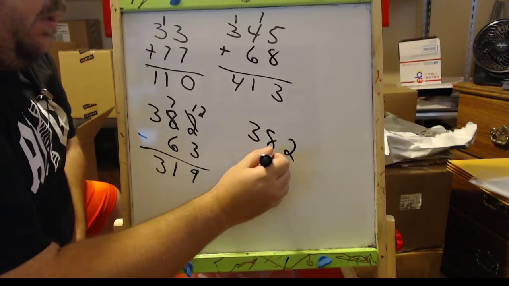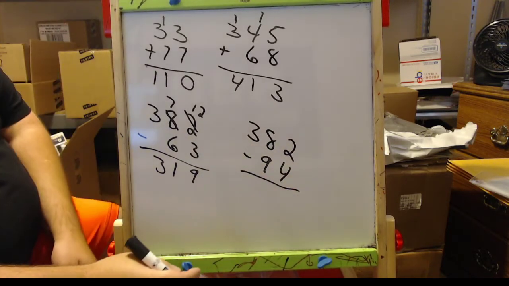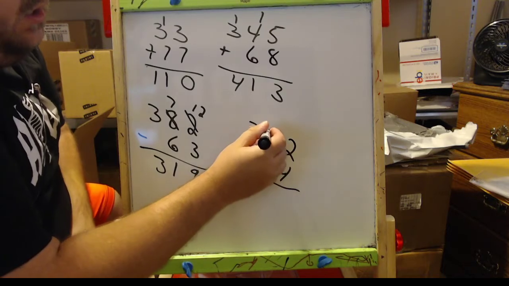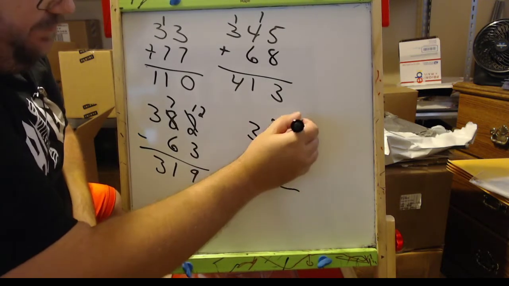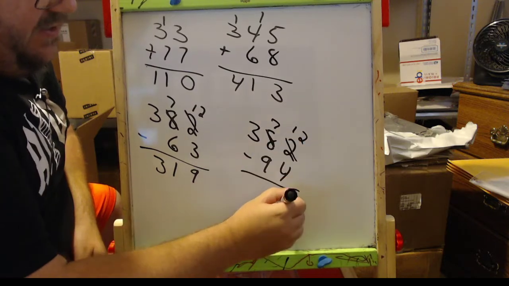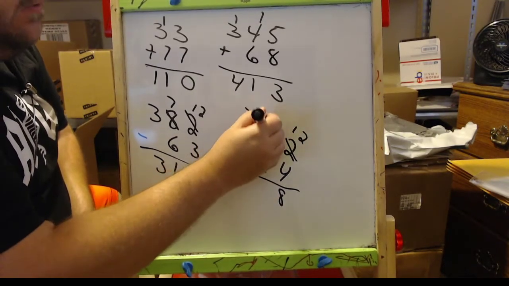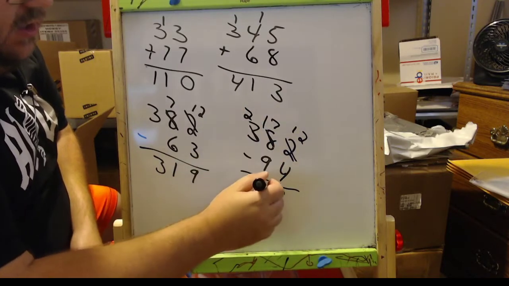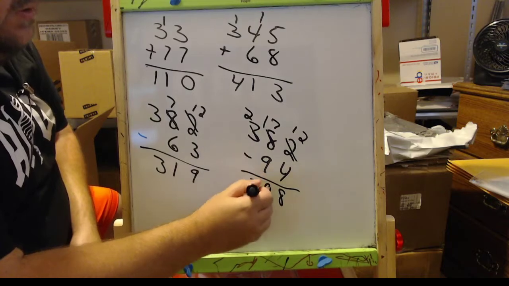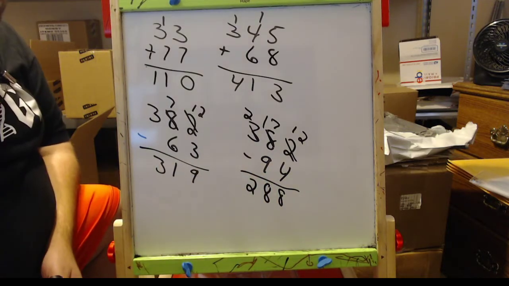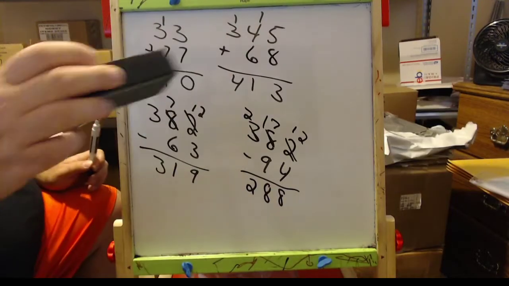382. Let's make it 94 this time we do subtraction. Okay, and again, we're going to have to borrow. 12 minus 4 is 8. 7 won't go from 9, so we got to borrow again. 17 from 9 is 8 again. And we're left with 288. Okay, so that's adding and subtracting.